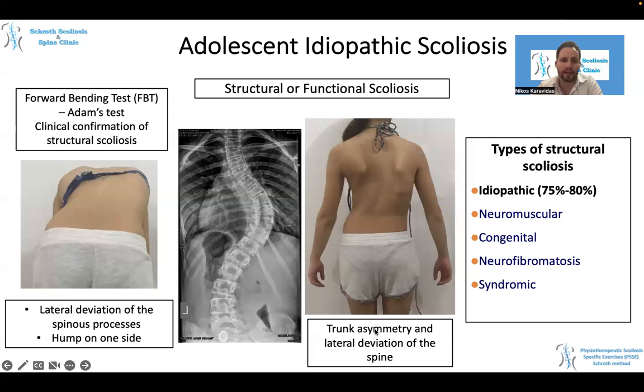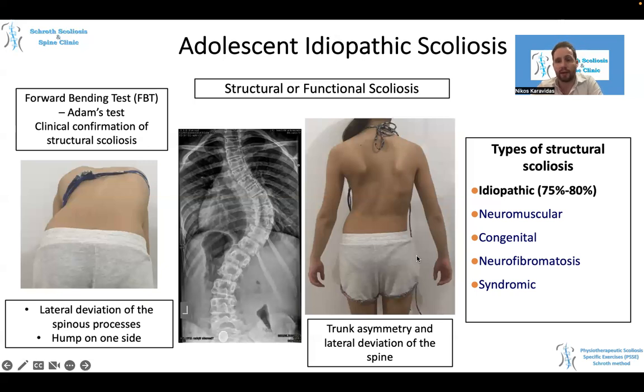And in standing position, of course, you can notice some trunk asymmetry and lateral deviation of the spine, or pelvic imbalance, or the scapula imbalance. Or if you take a look at the triangles between the trunk and the arms, you can probably see that there is a difference from one side to the other. And of course, this is quite a big scoliosis.